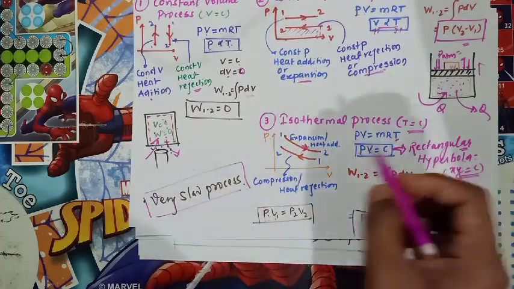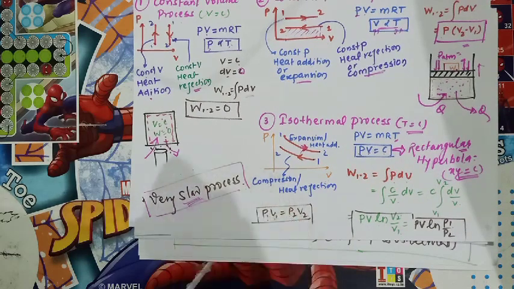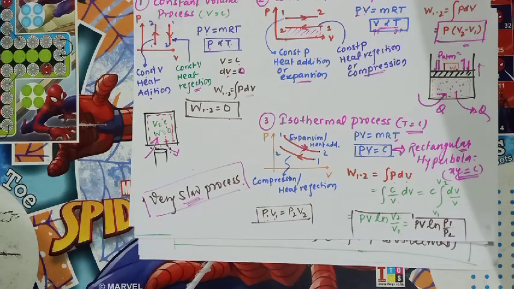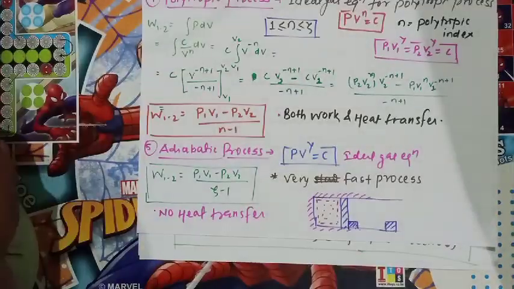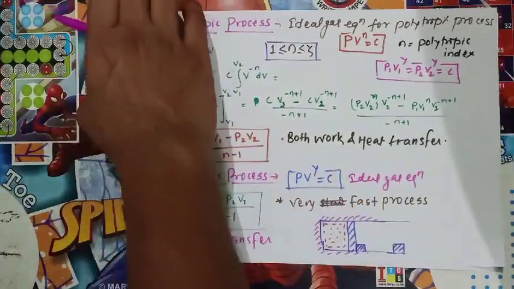isothermal process is a very slow process. So this is, I don't know the exact year, but this is a previous year question of the EAC. Yes, isothermal process is a very slow process. This thing you also have to remember. So now the next process is polytropic process.